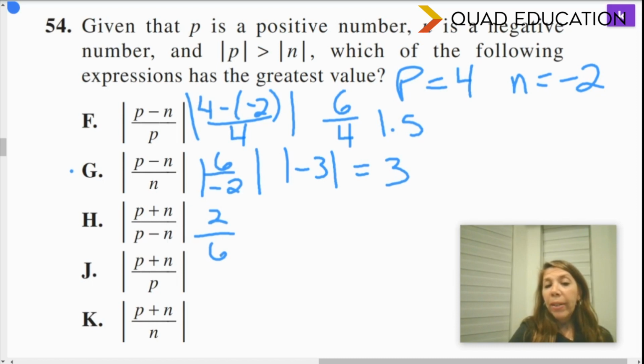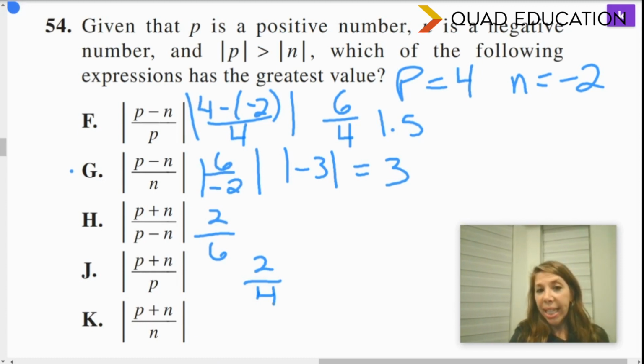Choice J, we already know that our numerator is 2, so we don't have to calculate that again. And our p is going to be 4. Once again, that's a fraction, that's 1/2. So that's still less than our 3 from choice G.